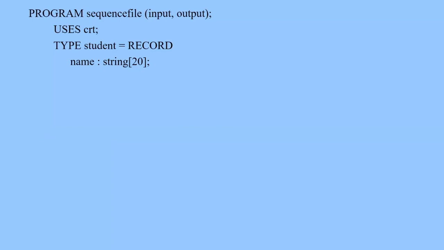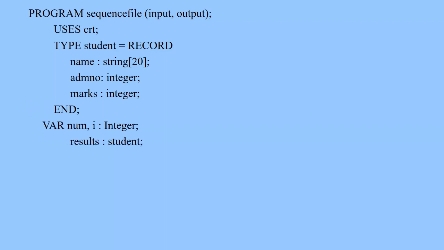One member is called name, which is of type string, which will not exceed 20 characters. Then the other member is admission number of type integer. The other one is marks of type integer. Then end. And then we declare variables num and i of type integer, and another variable, or object, called results, which is of type student. Remember, this is the object that is going to be used to manipulate the contents of our record.